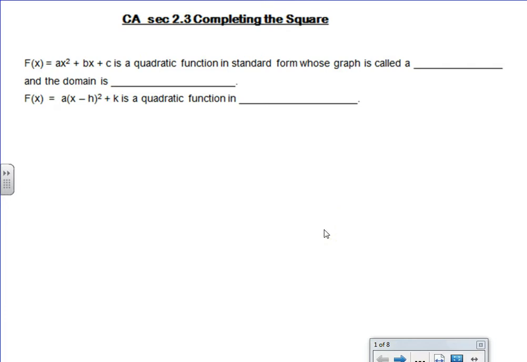So the lesson in College Algebra 2.3 is all about completing the square. Now this is a technique that last year in Algebra 2 we used to mostly solve quadratics, but this technique comes in handy for rewriting certain equations into other forms.